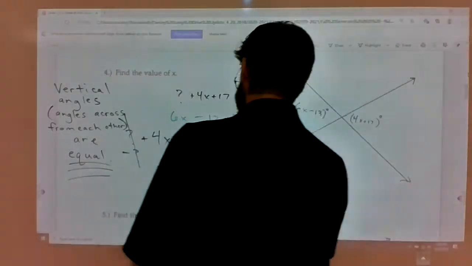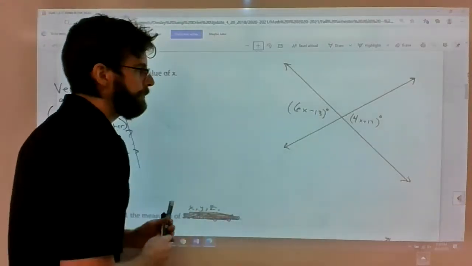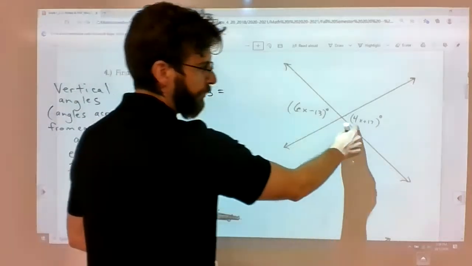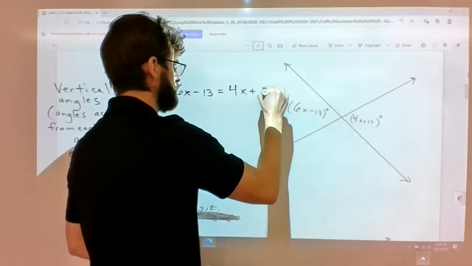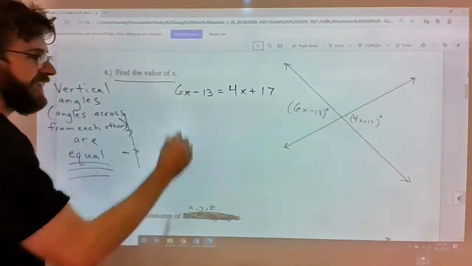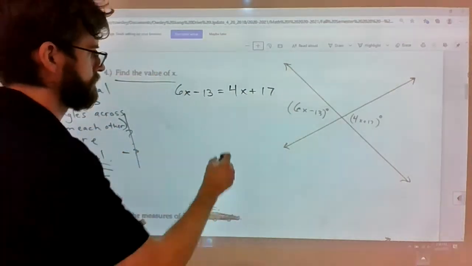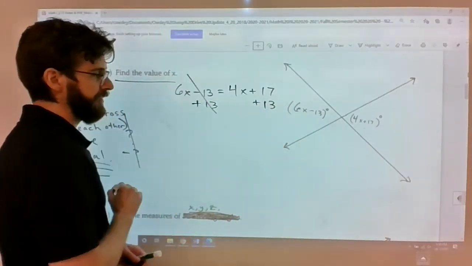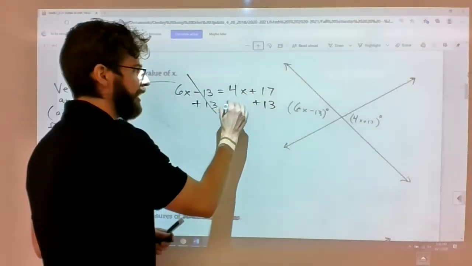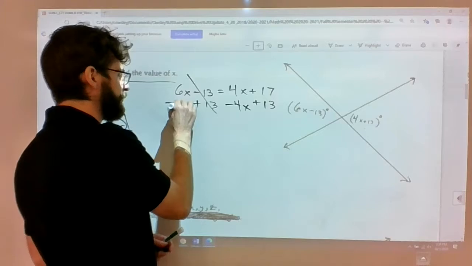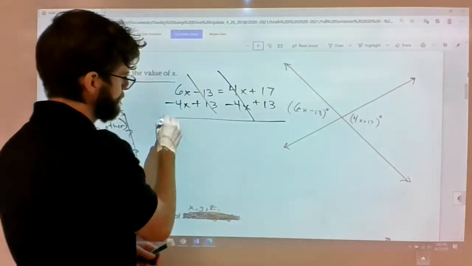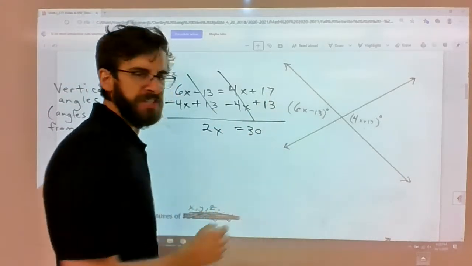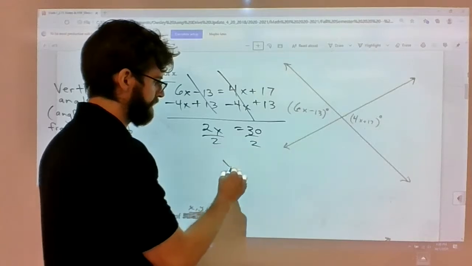So, because they're vertical angles, 6x minus 13 must equal 4x plus 17. All this says is solve for the value of x. So I'm going to add 13 to both sides. If I cancel out on the left, then I need to cancel the x terms on the right. So I'm going to subtract 4x, subtract 4x. 2x on the left, 30 on the right, divide by 2. X equals 15.